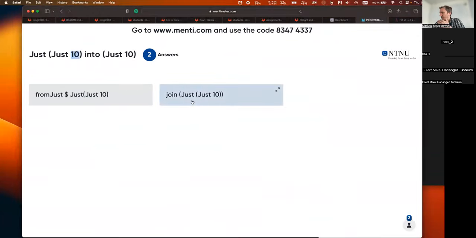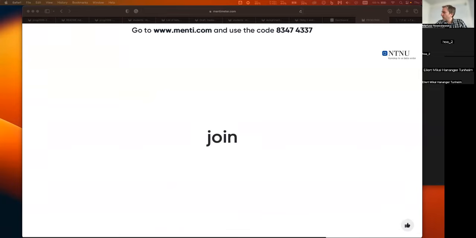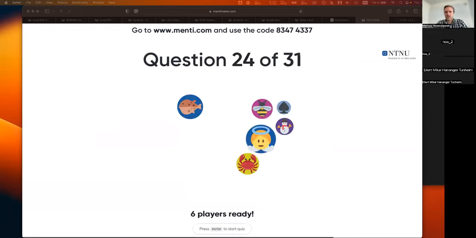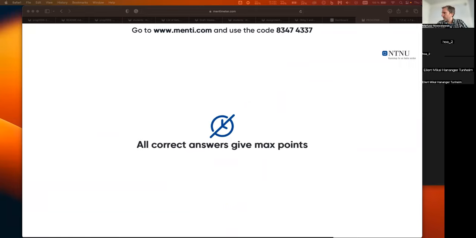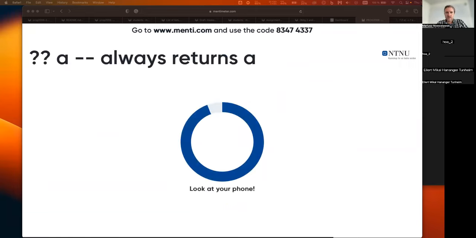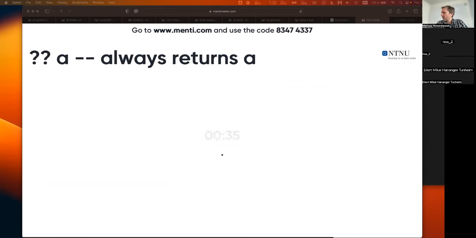All right, so let's quickly move on. We learned about join. So join is a very useful function which collapses one level for you. Okay, an easy one. We have four questions left, so we have to hurry up a little bit. So what is the function which returns a? That's an easy one.